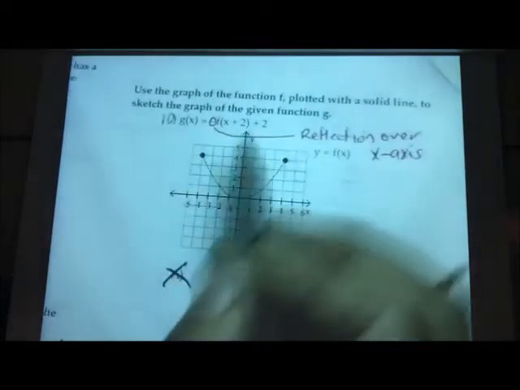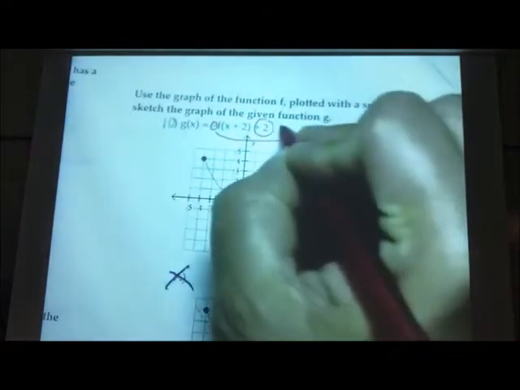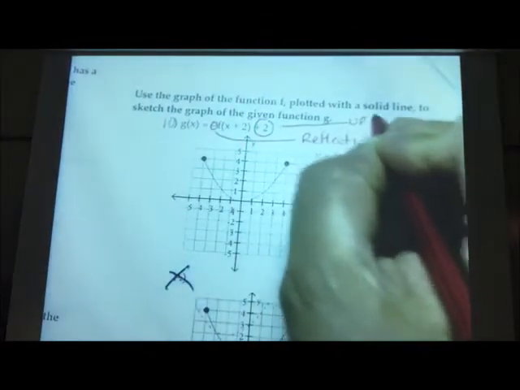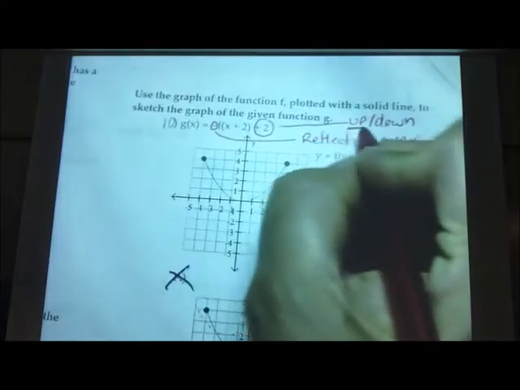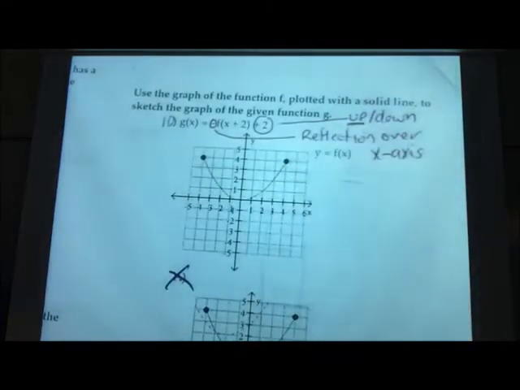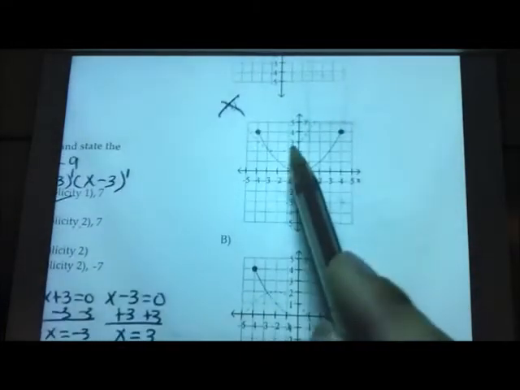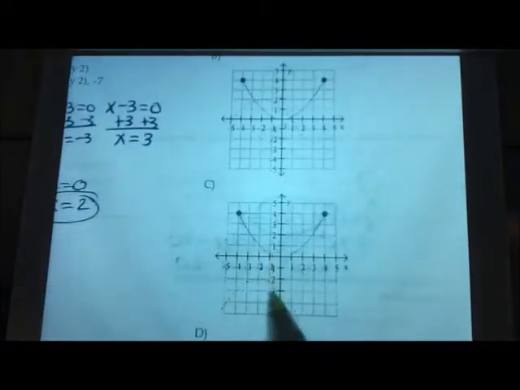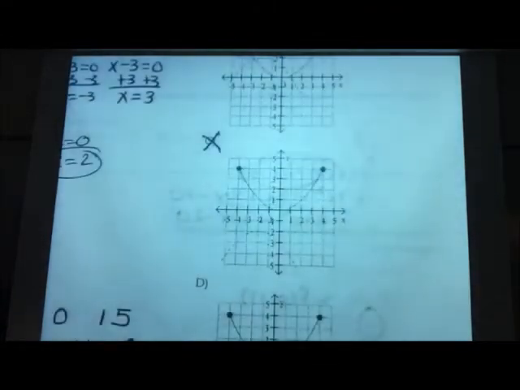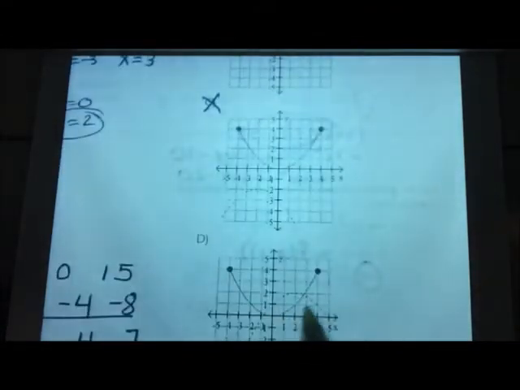And then remember the number outside, it tells you if it moves up or down. So this one, because it has a positive, it moves up. So it should move up too. Does this one move up? Yes. Sorry, B, it moves up. Does C move up? That one moves down, so it can't be that one. Does D move up? Yes, it does.